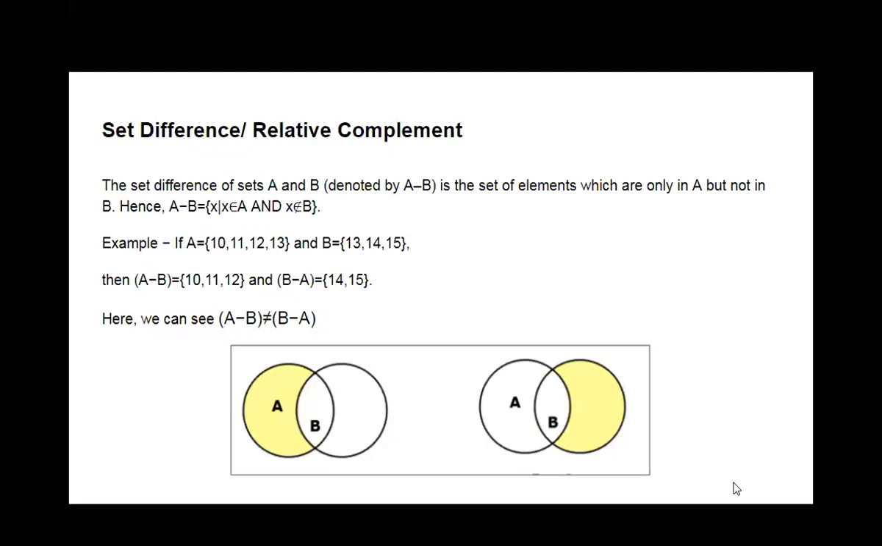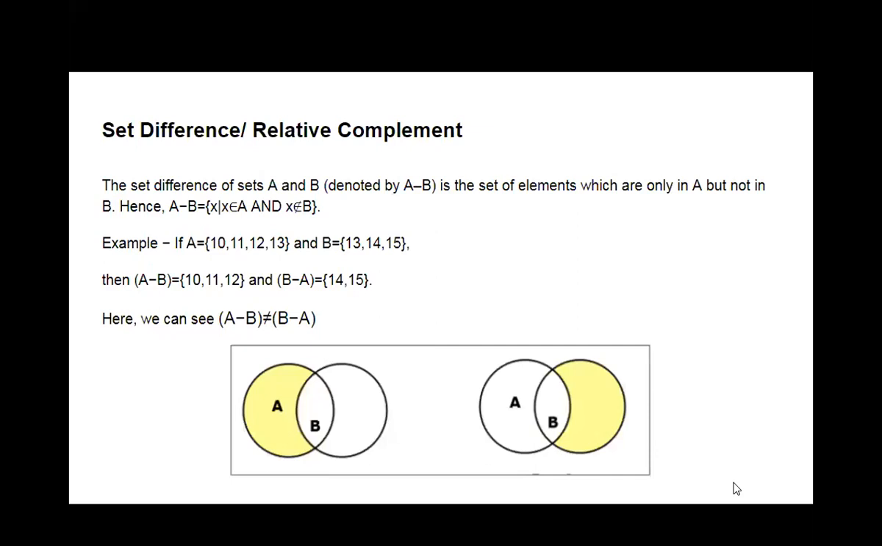Am I audible? It is not visible. Yes, ma'am. There is a visibility problem, a network issue. It was there, but it is resolved in a few seconds. So is it visible? Yes, ma'am, now visible.